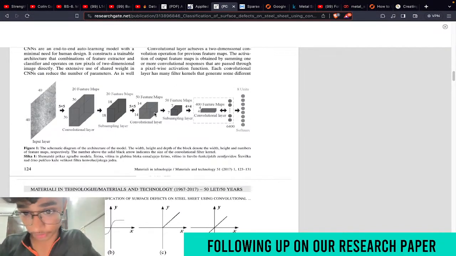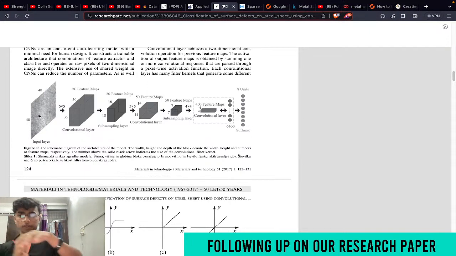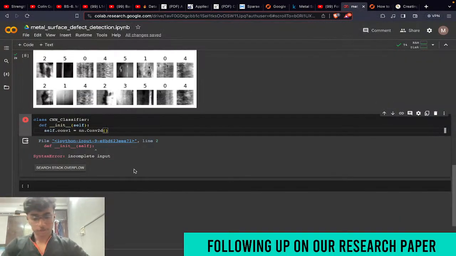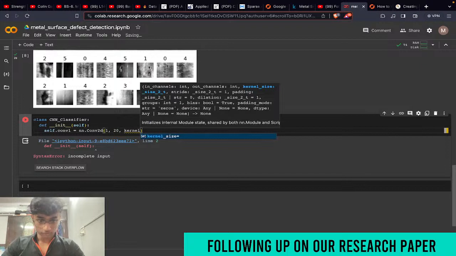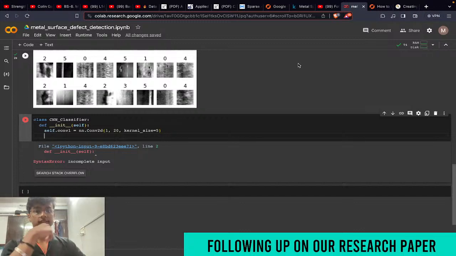20 feature maps, 20, 50, 15. For the initial layer, we are going to convert a 40 by 40 layer into a 36 by 36 with the help of a 5 by 5 kernel. So the kernel size is 5, the input channels are 1, and the output channels are 20. Right, that is the first convolution layer. Now let's have self dot max pool, MaxPool2d.